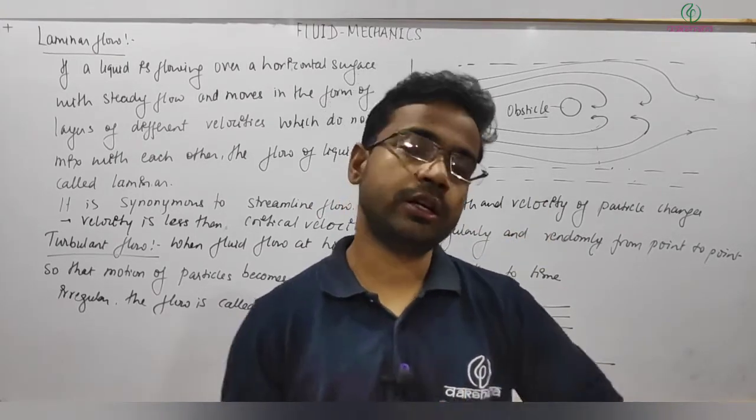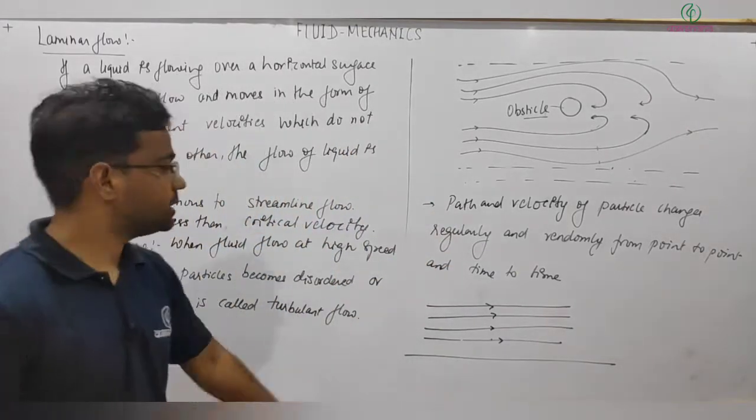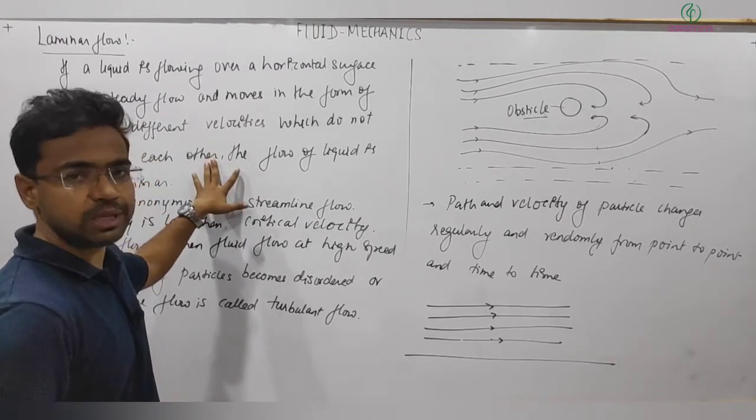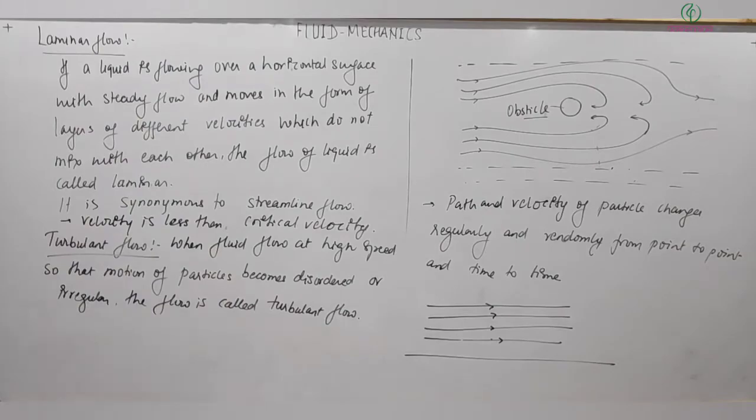So what exactly is the Reynolds number? Let me tell you. Let me define critical velocity first, then we will say that if the velocity of fluid flow is less than critical, it will be laminar, and more than critical, it will be turbulent flow.